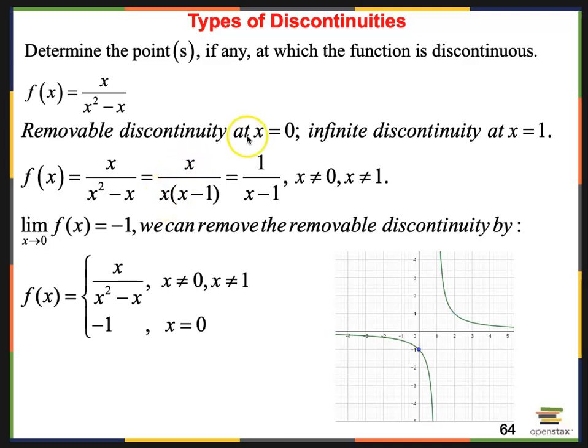But this one's removable, so that's why the one at x equals 0 is a removable discontinuity. Okay, it's a hole there. And then the other one is a vertical asymptote there. It doesn't go away for us. It's still there. So that's going to be an infinite discontinuity.